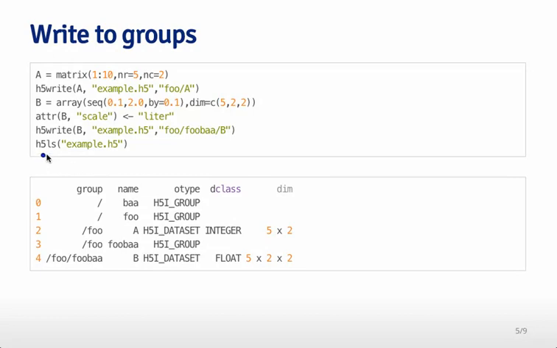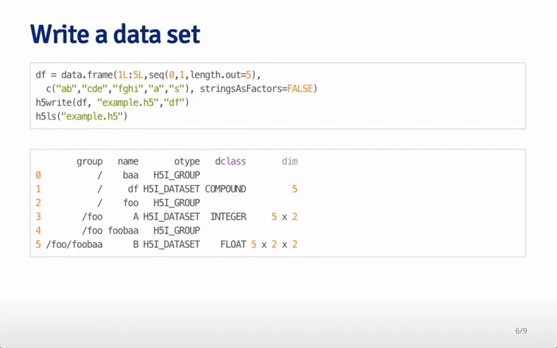And so again, if we list out what's going on inside this file now, we have all the groups that we've created, and also within those groups, we actually have some data sets. So you can see that A is now an H5 data set, and it consists of integers, and then there's another data set down here, B, which consists of floats, and it gives you the dimensions of those data sets that can be multi-dimensional.